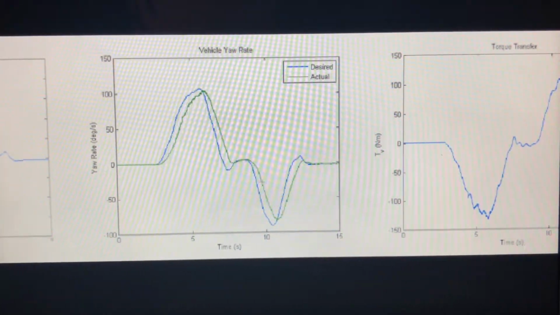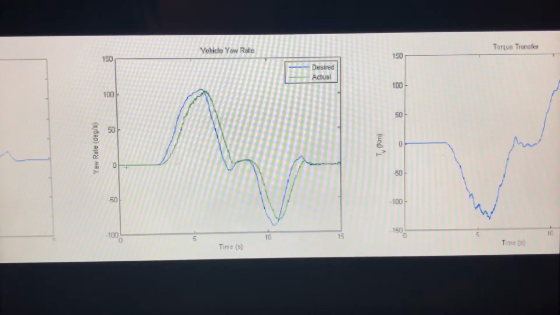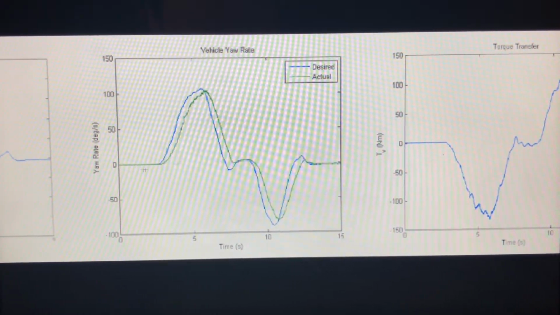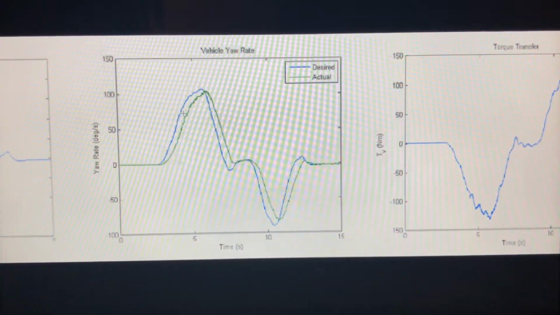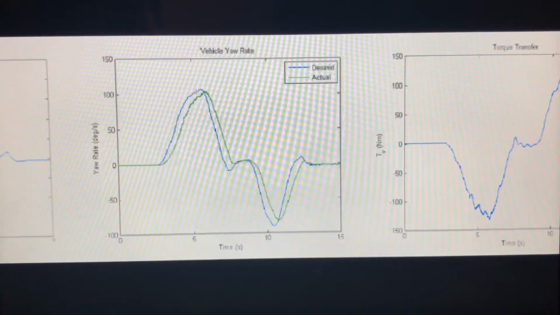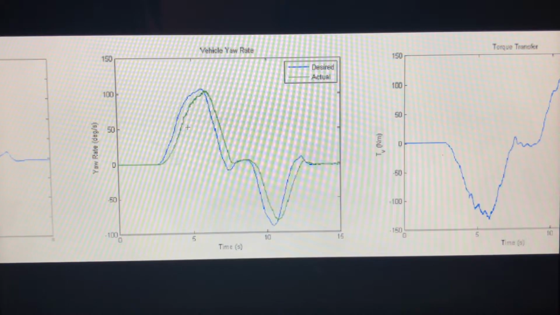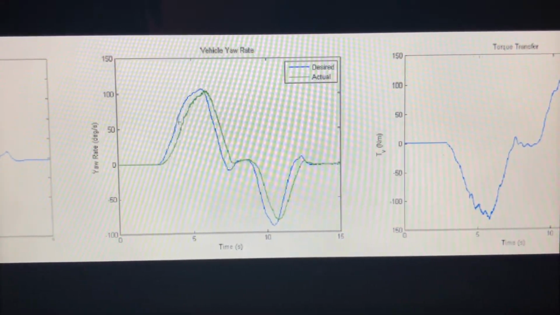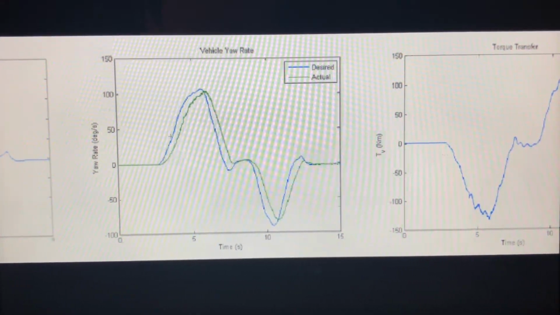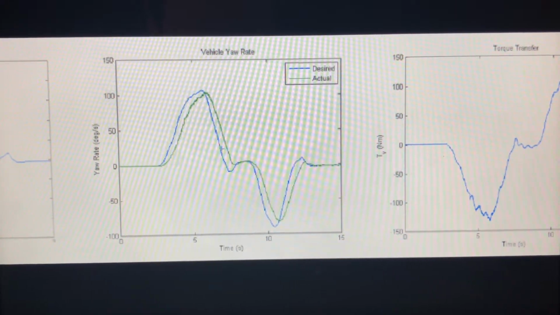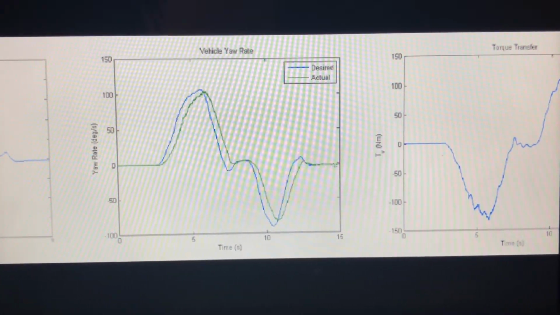Then here, what we have is actually the yaw rate, which is represented with two curves. The first one is the blue one, which is the desired yaw rate. And the green one is the actual yaw rate. There's actually just a difference of about 1 second between the two. But other than that, you see that it's very similar. So the controller actually does the job quite well.